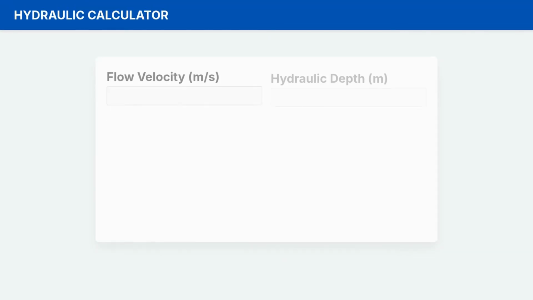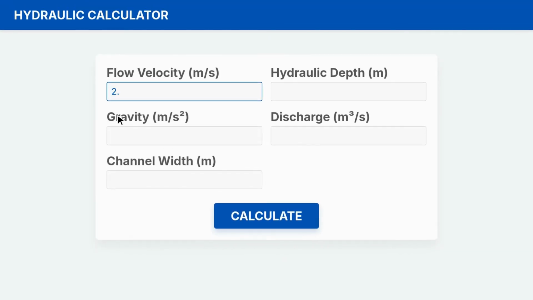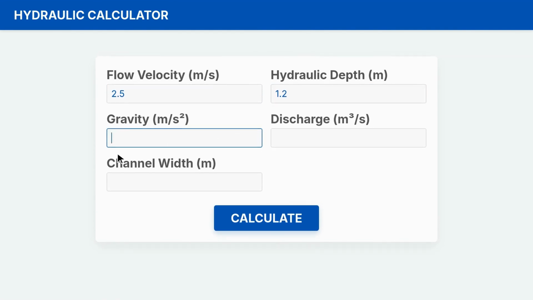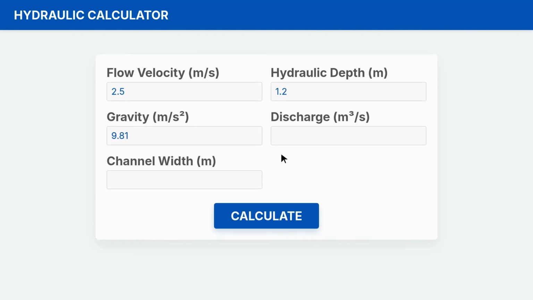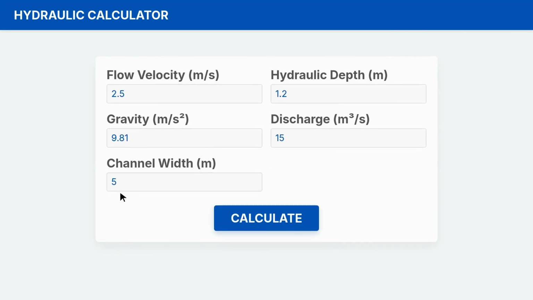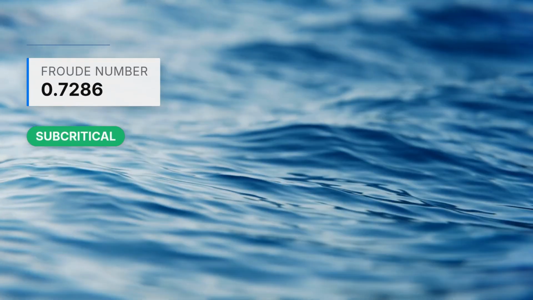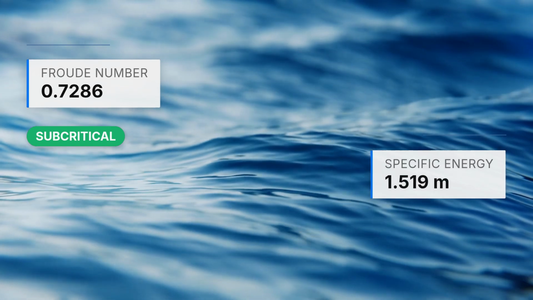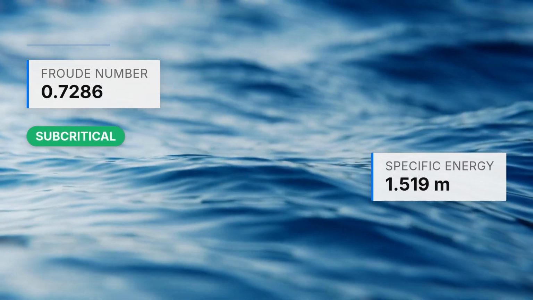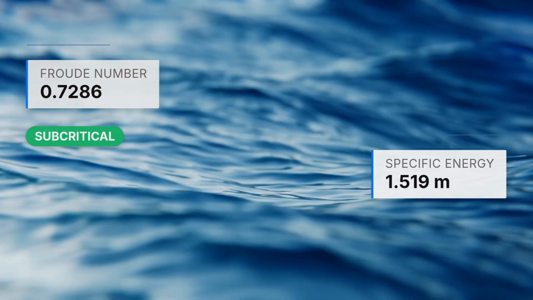Here's our example. With flow velocity at 2.5 meters per second, hydraulic depth at 1.2 meters, gravity at 9.81, discharge at 15 cubic meters per second, and channel width at 5 meters, click Calculate. The results show a Froude number of 0.7286, indicating subcritical or tranquil flow. The specific energy equals 1.519 meters.